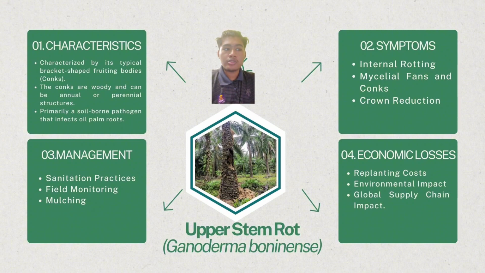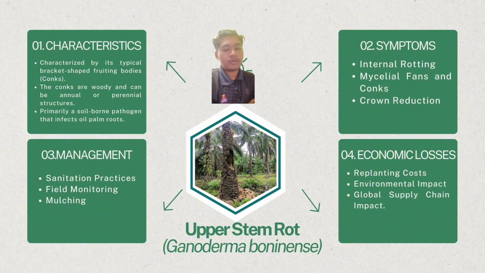So the next disease that we look into is called upper stem rot, which is also caused by Ganoderma boninense. So what are the characteristics of Ganoderma boninense? There are a few. The pathogen is characterized by its typical bracket-shaped fruiting bodies, also known as conks. The conks are woody and can be annual or perennial structures. This pathogen is primarily a soil-borne pathogen that infects the oil palm's roots.